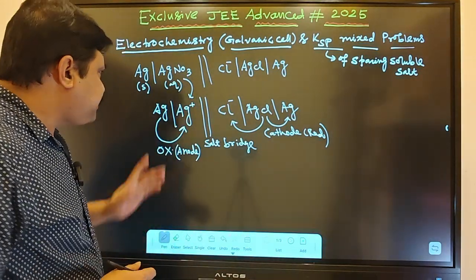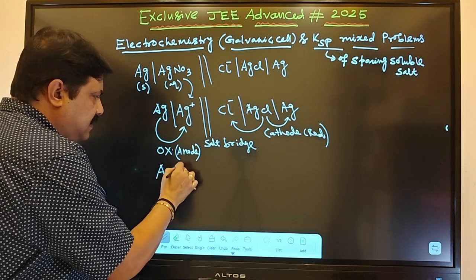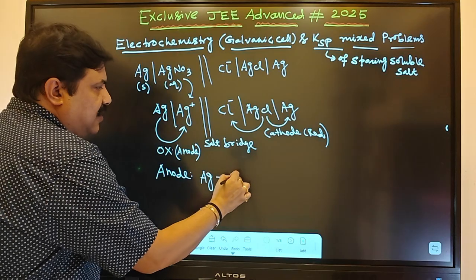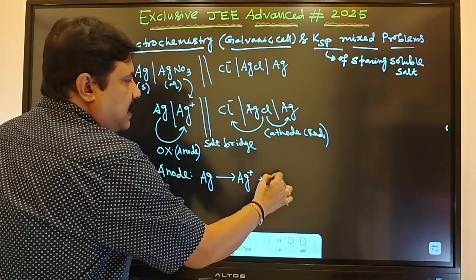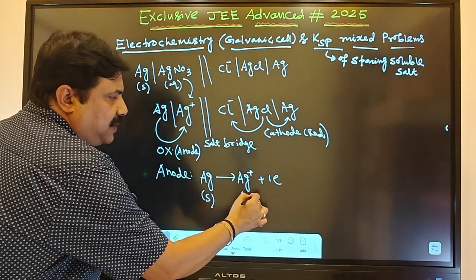So in the anode there is no problem. What reaction will take place? In the anode, Ag is converting to Ag plus by loss of 1 electron. Ag is solid, and whenever an ion is there, it will be aqueous.